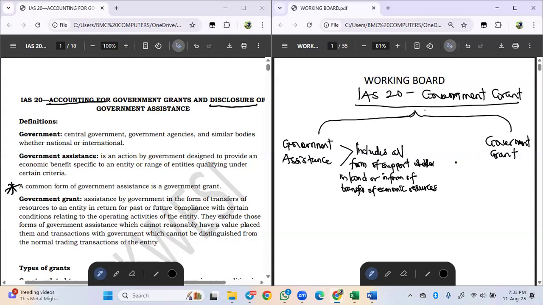All right. Let's talk about the government grants. The government grant is, first of all, a form of government assistance. So as I said, this one is a subset of government assistance. This one involves transfer of economic resources.